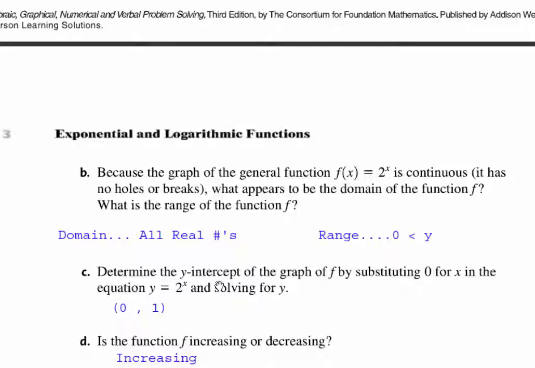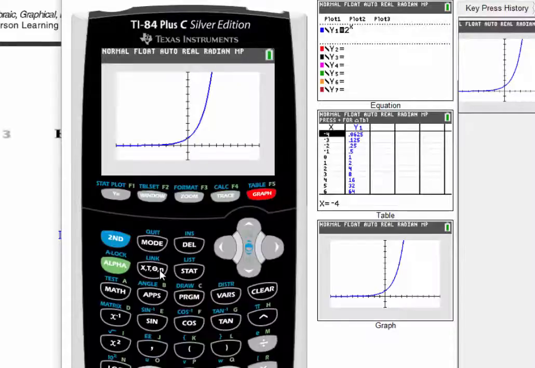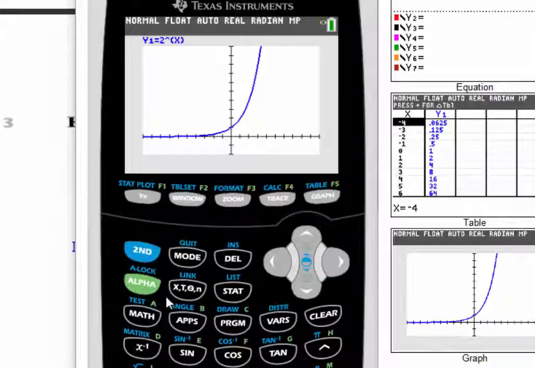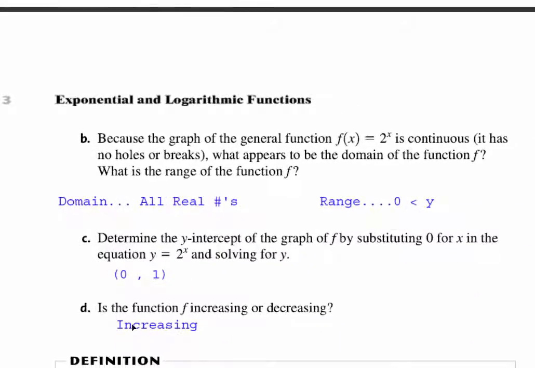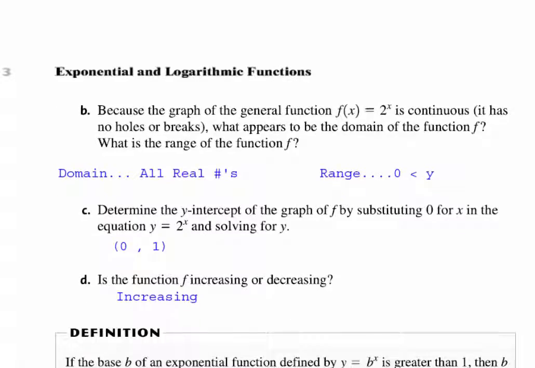Then it says determine the y-intercept by substituting in 0 for x and solving. Well, think about it. If I put in 0 for x, anything raised to the 0 is 1. We can do it on our calculator. If I press the trace key and press the number 0, it's saying when x is 0, y is, press enter, y is 1. So 0, 1 is our y-intercept. And then it says, is the function increasing or decreasing? We can definitely say it's increasing.